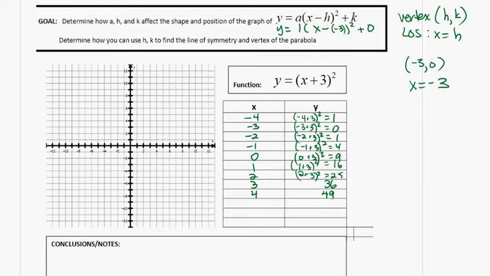At negative 4, I'm at negative 1. Sorry, negative 4, I'm at positive 1. Then I'm at 0, and then I'm back at 1, and then I'm up to 4, and then I'm up to 9, and then I can't fit anymore. And I realize I'm kind of out of room, and I don't quite have a parabola, but I think I know that it probably continues on the other side. So let's check it out.